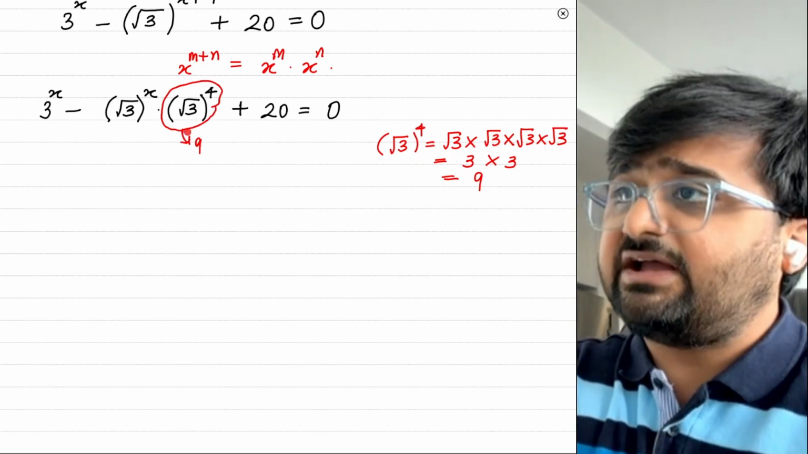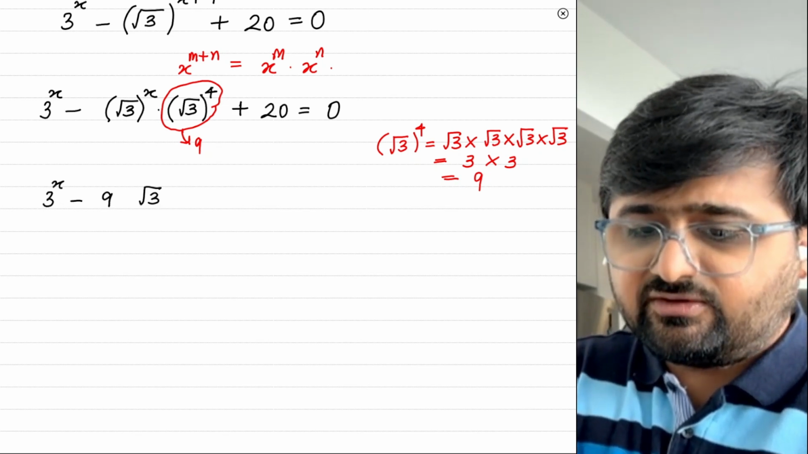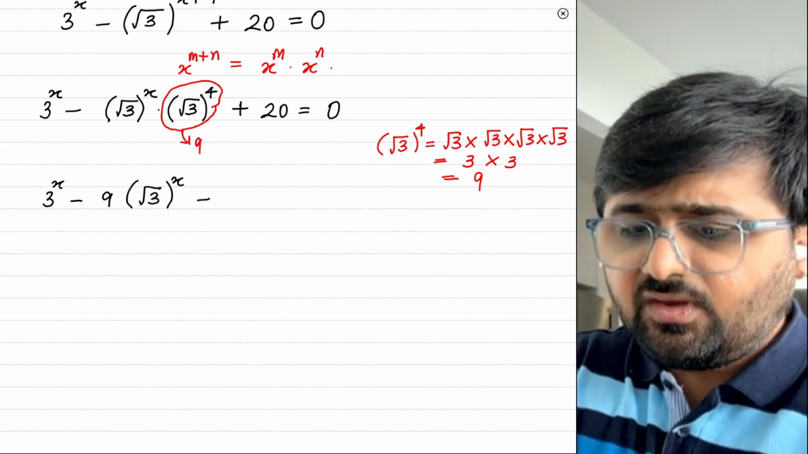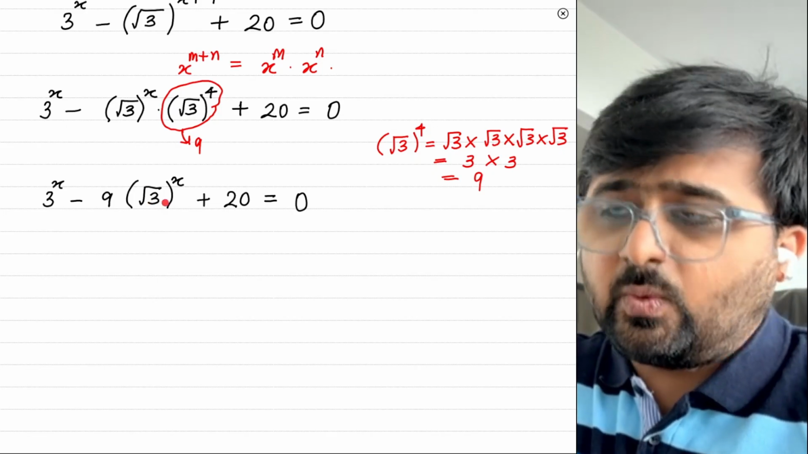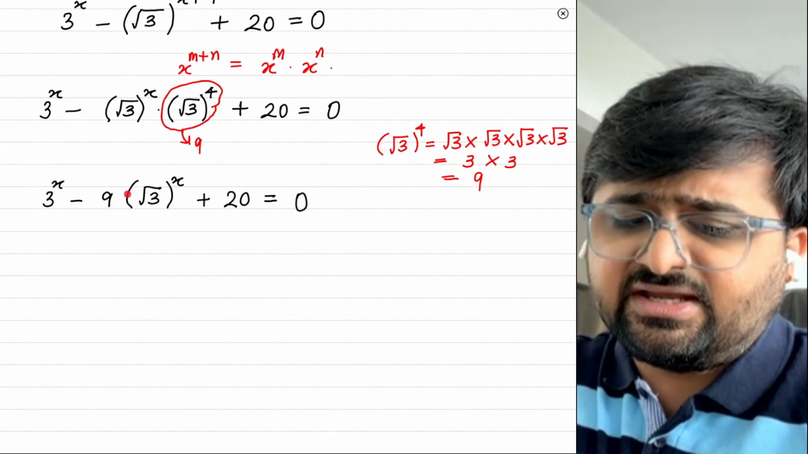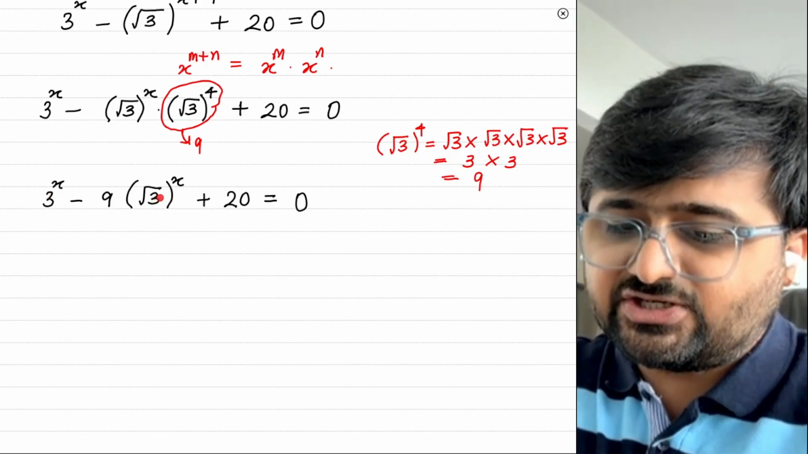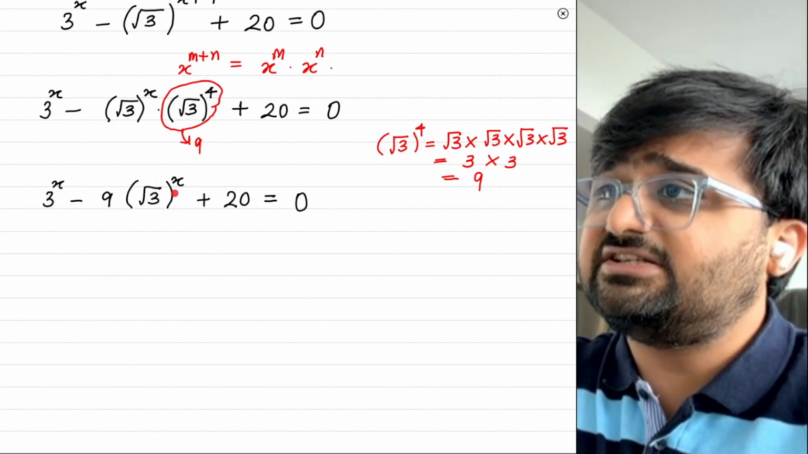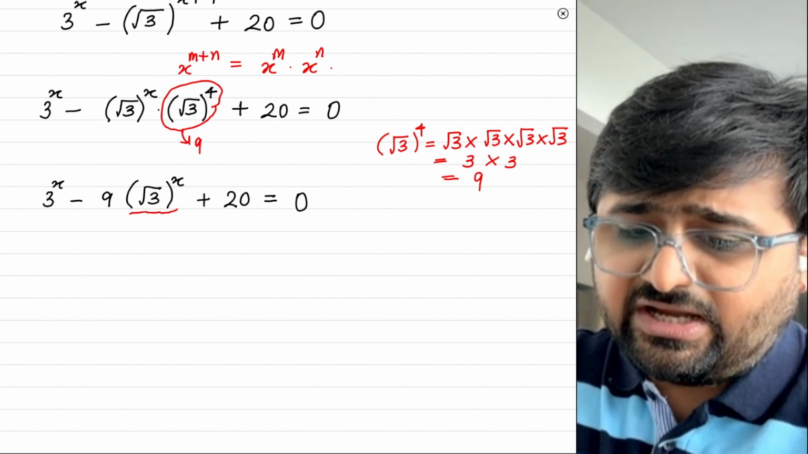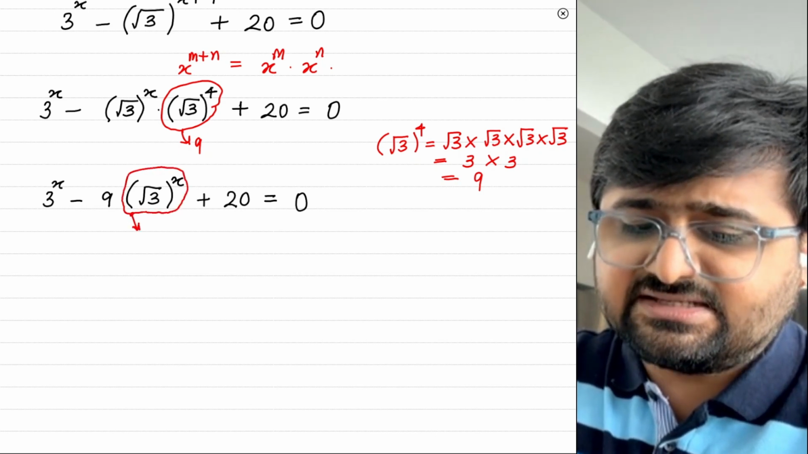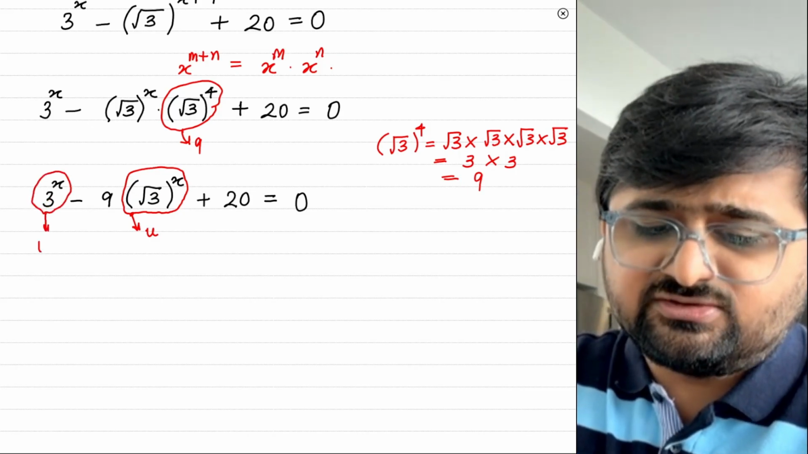Now once we substitute that value 9 over here, our equation will become 3 to the power x minus 9 square root of 3 to the power of x plus 20 is equal to 0. If you notice carefully, there is a connection between this 3 to the power x and square root of 3 to the power x. What's that connection? This 3 to the power x is nothing but the square of this number over here. Why is that important? Because if you put this thing over here as u, there is a connection between these two. So you can write this as u square.